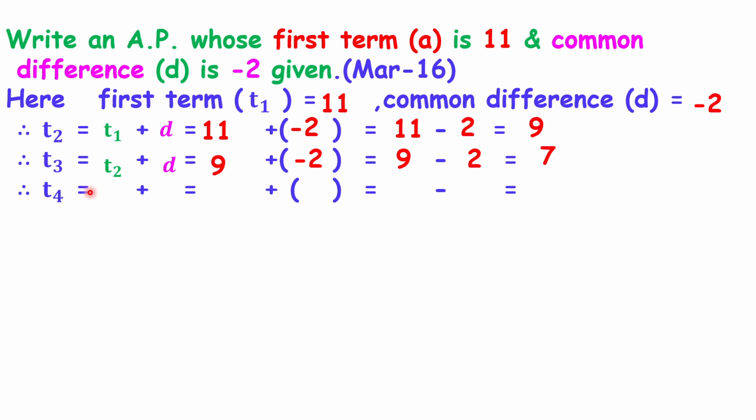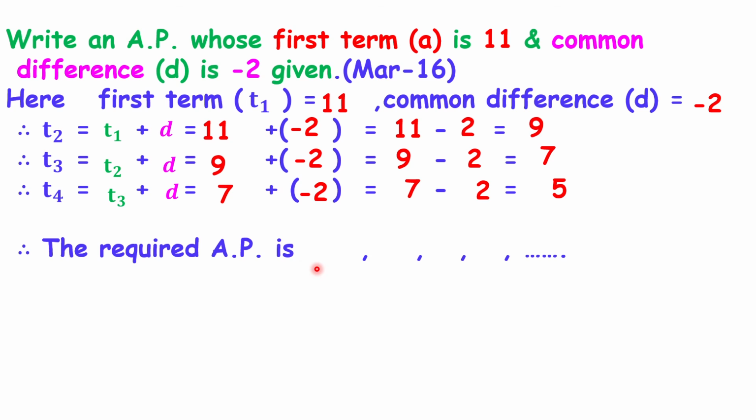Now to find the fourth term, we have to add the common difference to the third term. We found the third term is 7. Therefore T3 plus D. T3 is equal to 7 plus, in brackets, common difference negative 2. 7 plus into minus 2. 7 minus 2 is 5. Therefore the required AP is: first term 11, second term 9, third term 7 and fourth term 5, and so on. That means here the sequence is in decreasing order.